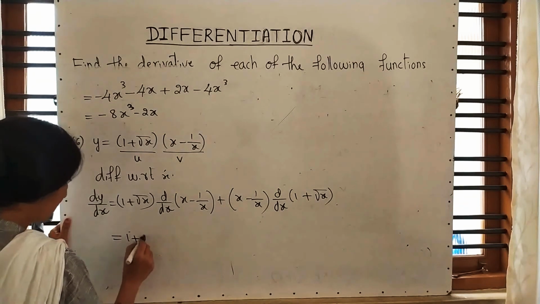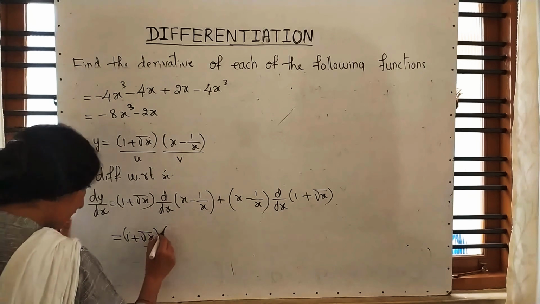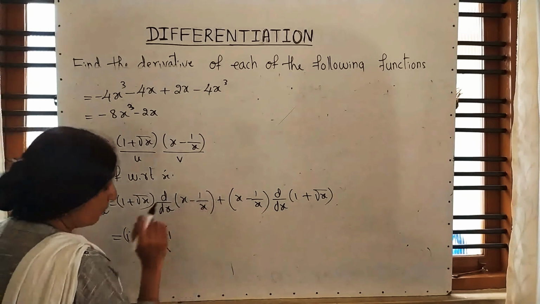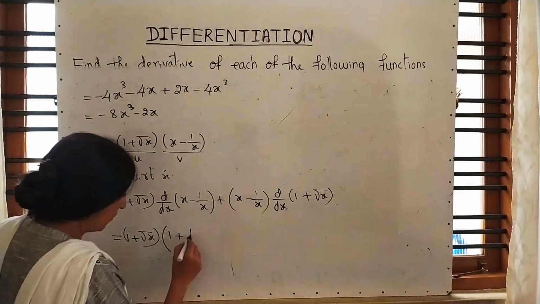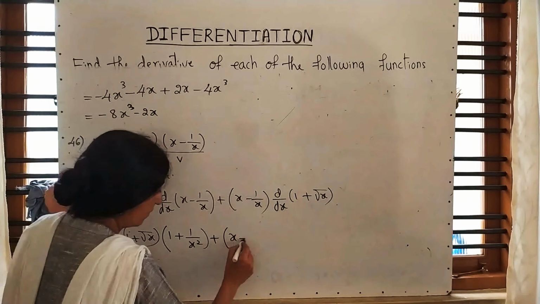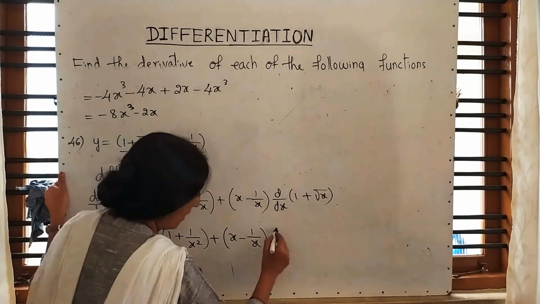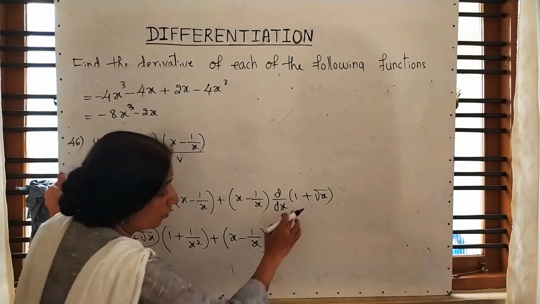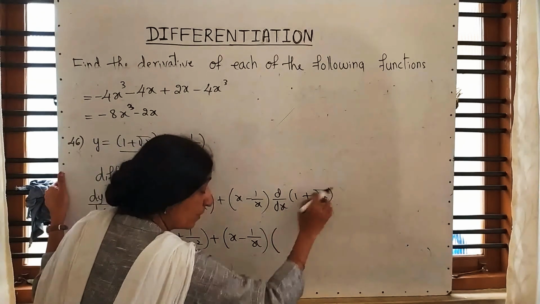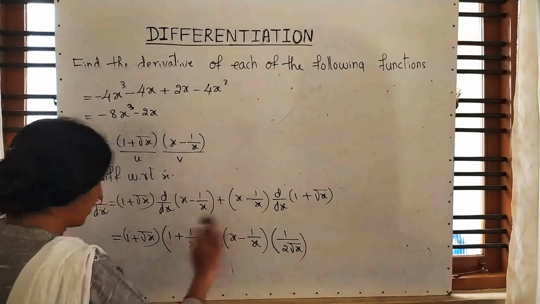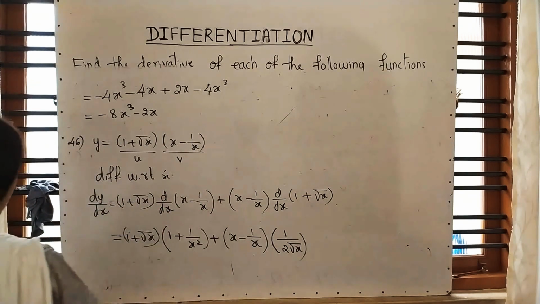This is 1 plus root x. In the bracket, differentiation of x with respect to x is 1. Differentiation of 1 by x is minus 1 by x square. It becomes plus 1 by x square because already minus is there. And differentiation of 1 is 0. Differentiation of root x is 1 by root x. 0 plus 1 by 2 root x, means finally we can write 1 by 2 root x. So now I am not multiplying because the terms are not cancelling anyway.